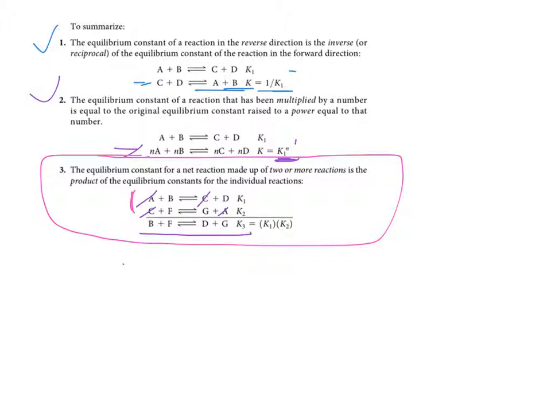I could have written it like this, A plus C plus D plus G plus C plus A, but I would have had to cancel them anyway. When you add two reactions, you multiply the equilibrium constants. So here, K3 is equal to K1 times K2. So write that down.